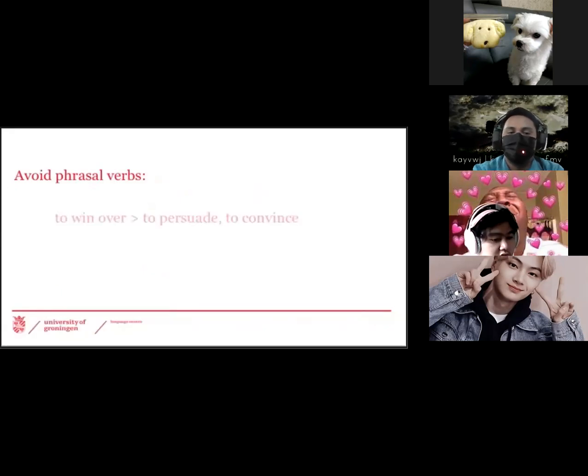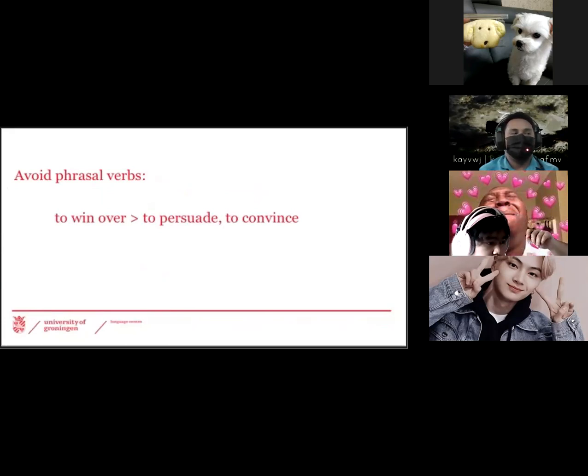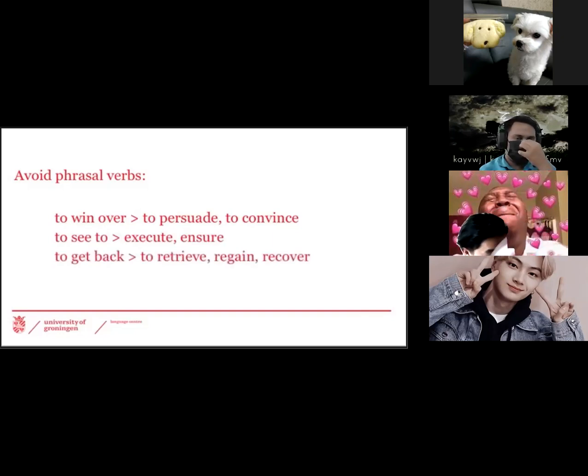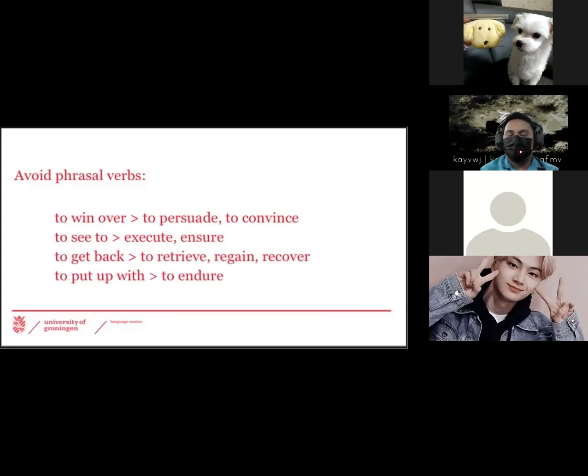For to win over, we could say to persuade or to convince instead. Someone who should see to a task can also execute a task or ensure something is completed. Retrieve, regain, and recover are only a few possibilities for to get back, all depending on what the context is. And finally, an academic alternative for to put up with could be to endure. Once again, all these synonyms are more academic than the phrasal verbs.